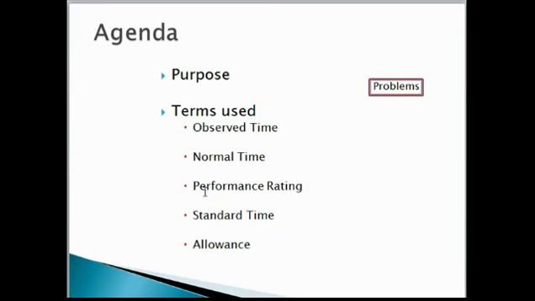Performance rating tells us whether the particular operator is working fast or slow. If any operator is working faster than the normal speed, then we give a performance rating of 110%, 105%, 120%, like that, depending upon the speed of the operator. And if the operator is doing slower than the required rate, slower than the average performance, then we give the performance rating as 90, 95, or like that, and we use this to convert the observed time into normal time.